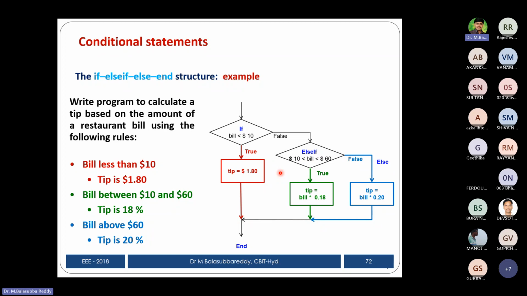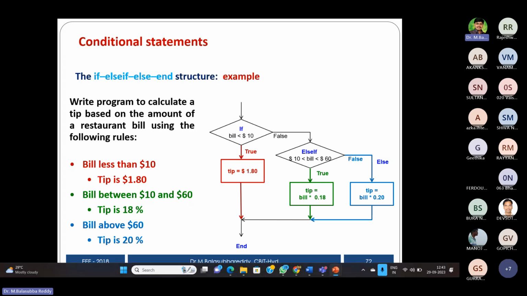The question is here: you go to a restaurant, and the bill is 10 rupees or $10, whatever. If it is less than that amount, a fixed tip you have to give. Just for example, you have to give $1.8 for that bill. Then if your bill is 10 to $60, then the tip is 18% of your bill. It is a variable, so even for $10, it is 10 into 18%, and for $60 also. That is why the amount is going to vary with respect to the bill. And after some point, if your bill is greater than $60, then a fixed tip of 20% will be applied.